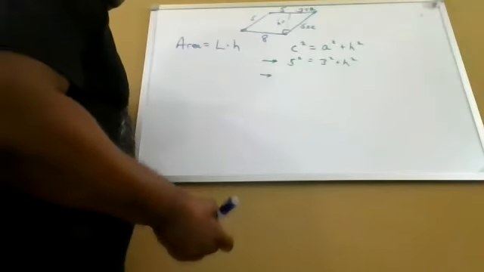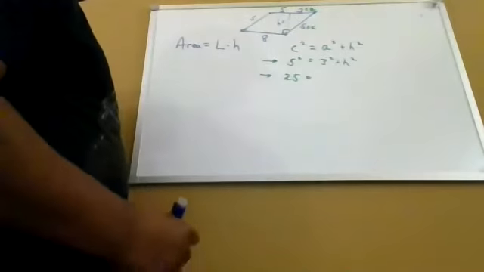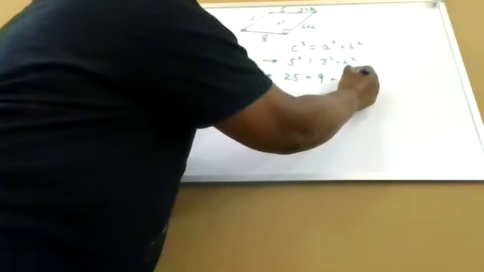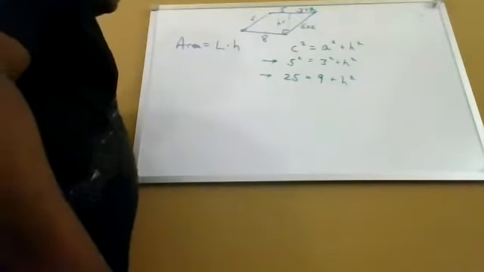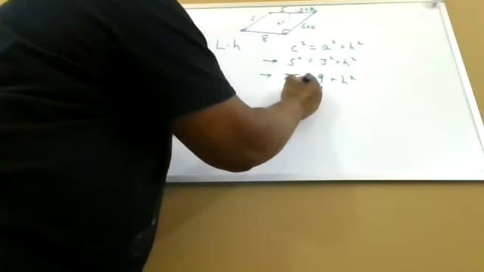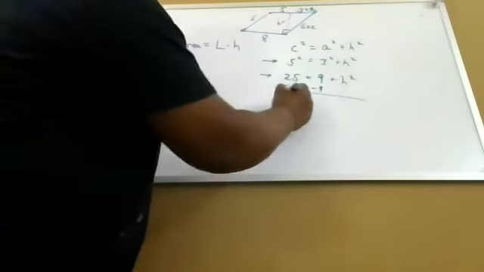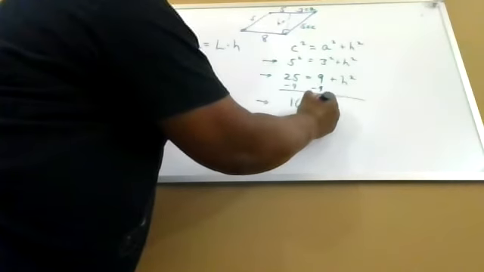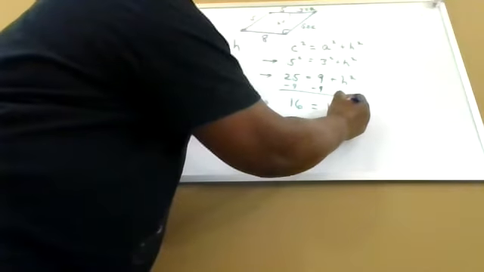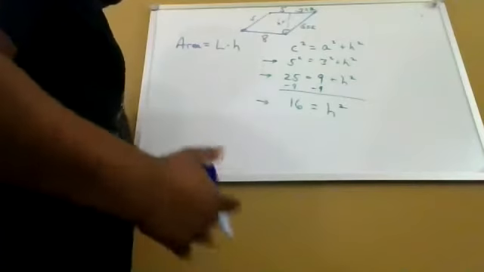That gives us 5 squared, which equals 25. And that equals 3 squared, which equals 9, plus H squared. Now we subtract 9 from both sides. And that gives us on the left side of the equal sign 16, and that equals H squared. Now to get H by itself, we take the square root of both sides.